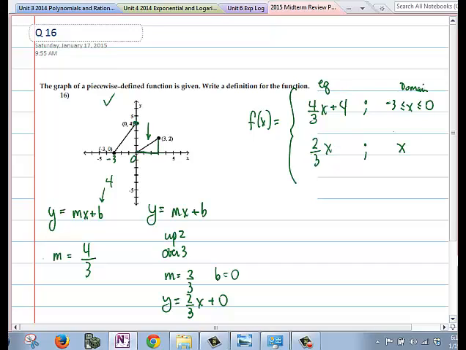Semicolon. Now this one, its domain is where x is going to be greater than 0. Notice it's not equal to, because it's an open circle, and then it's going to be less than or equal to 3 at the end. So that's all there is to writing up a piecewise function.